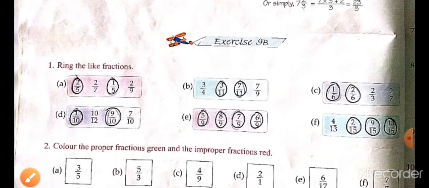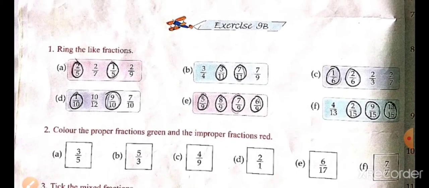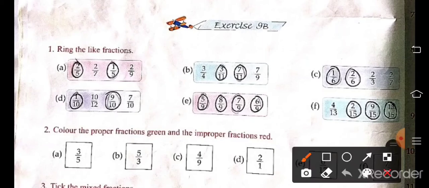Now the next exercise time. Exercise 9B. Question number 1. Ring the like fractions. A part: 2 upon 5, 2 upon 7, 1 upon 5 and 2 upon 9. So we know fractions with the same denominator are like fractions. So here 1 upon 5 and 2 upon 5 are the like fractions. In B part, 3 upon 11 and 7 upon 11 are the like fractions. In C part, 1 upon 6 and 2 upon 6 are the like fractions. Okay? So like this you have to do.